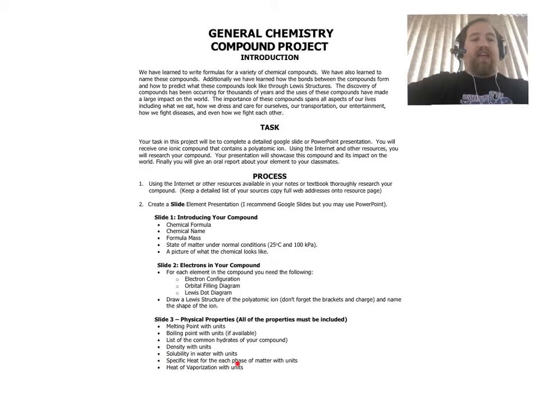The specific heat for as many phases as you can find. You should at least be able to find the specific heat for the solid and possibly the liquid. Not all of these you'll be able to find a specific heat for gas, but for as many of them as you can find. And finally, the heat of vaporization or the heat of fusion. One of those for your thing as well.